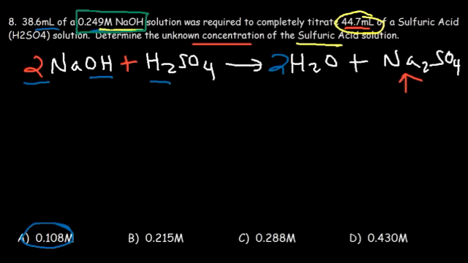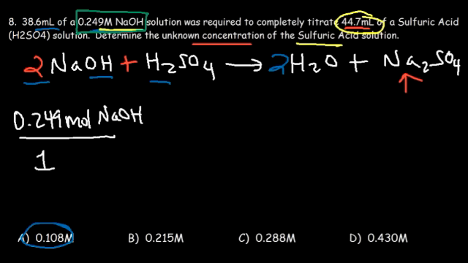When you're dealing with dimensional analysis, you don't want to write 0.249 capital M NaOH. Rather, you want to break down molarity into its 2 units. Molarity is moles over liters. So we're going to write it as 0.249 moles of NaOH per 1 liter. Because that's what molarity is. It's the moles per 1 liter of solution.